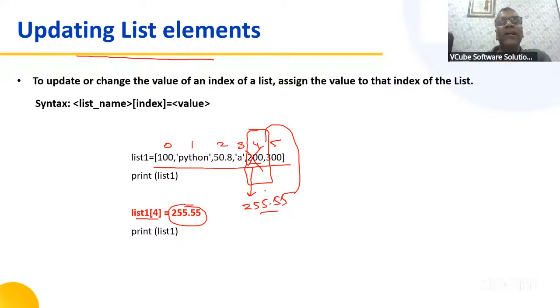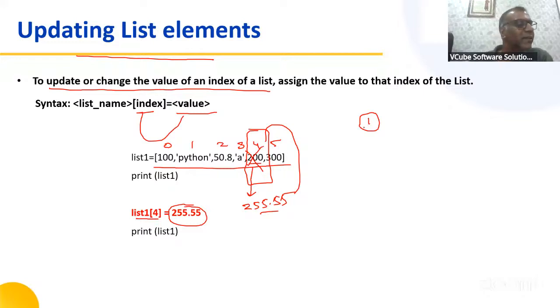This is called as updating the list. See here, update or change the values of the list. What we have to do? I need to assign a value to this particular index. Is it okay? This is called as case 1, list mutability. Is it okay for all of you?